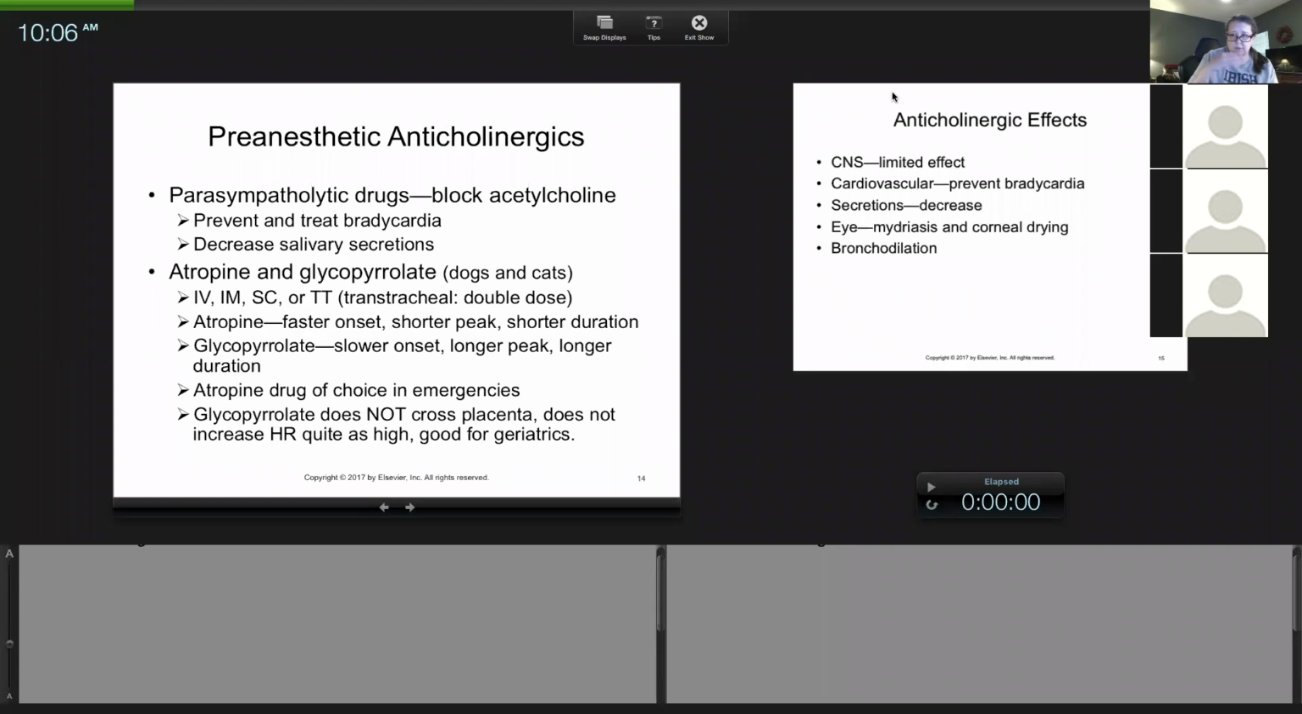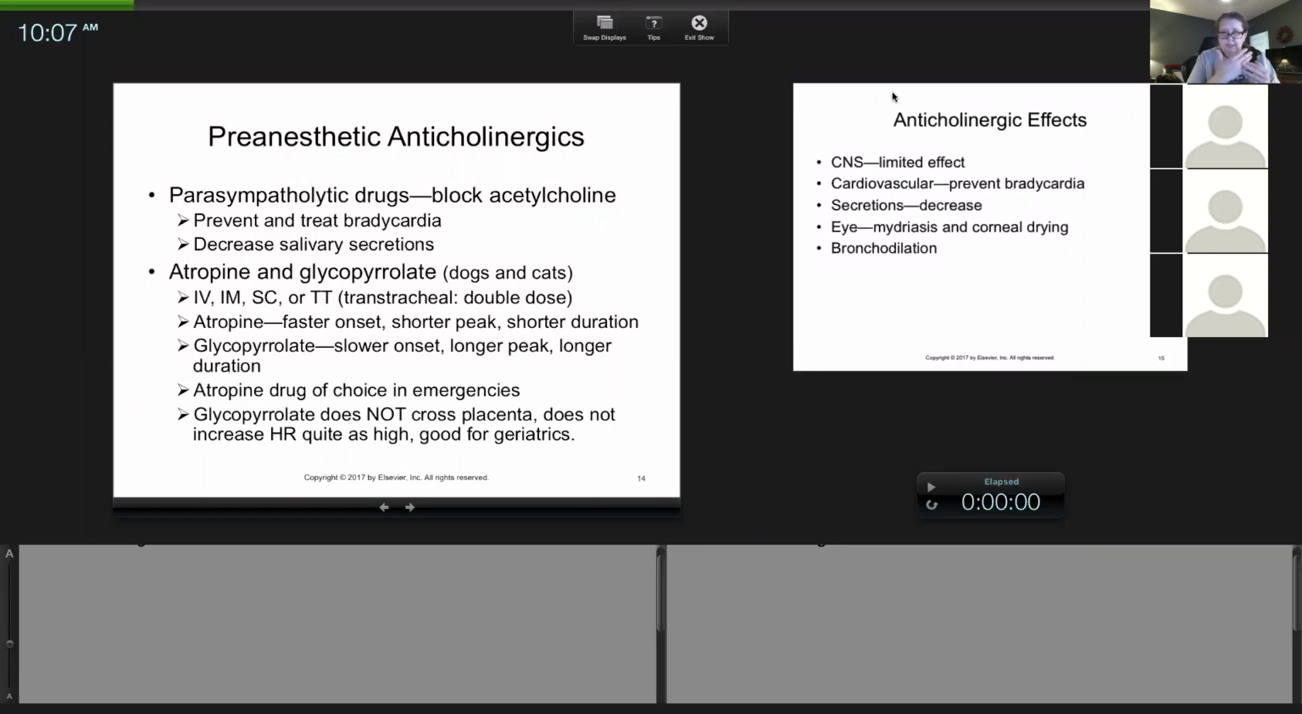So what I talked about yesterday was the principles of why we pre-medicate. Pre-anesthetic medications are anything given before induction. Two of the main categories we use are sedatives or tranquilizers, which kind of go together. You're either going to give a sedative or a tranquilizer. We usually use some type of analgesic, and then we do plus or minus adjunct anesthetics.